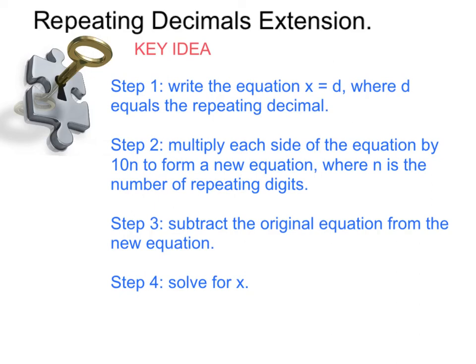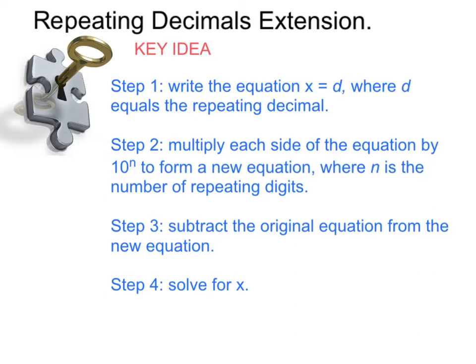Here are your steps. To write a repeating decimal as a fraction, step 1, write the equation x equals d, where d equals the repeating decimal. Step 2, multiply each side of the equation by 10 to the n power to form a new equation, where n is the number of repeating digits. Step 3, subtract the original equation from the new equation. And step 4, solve for x.